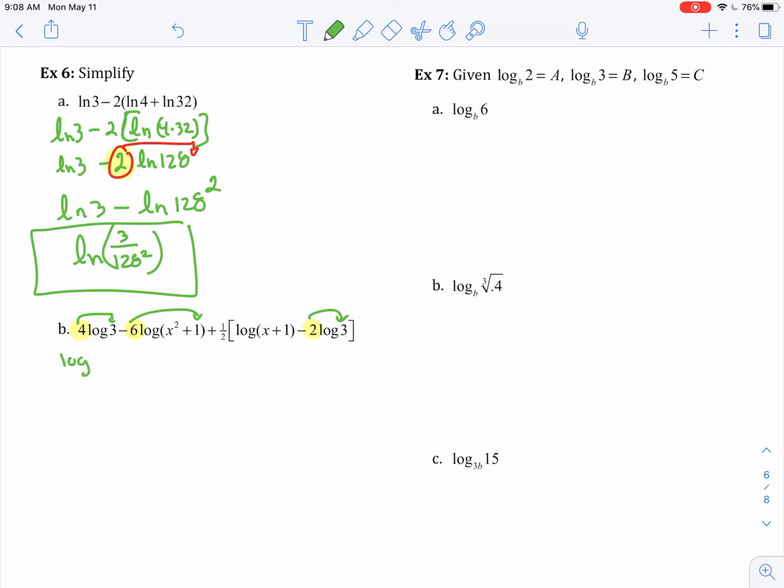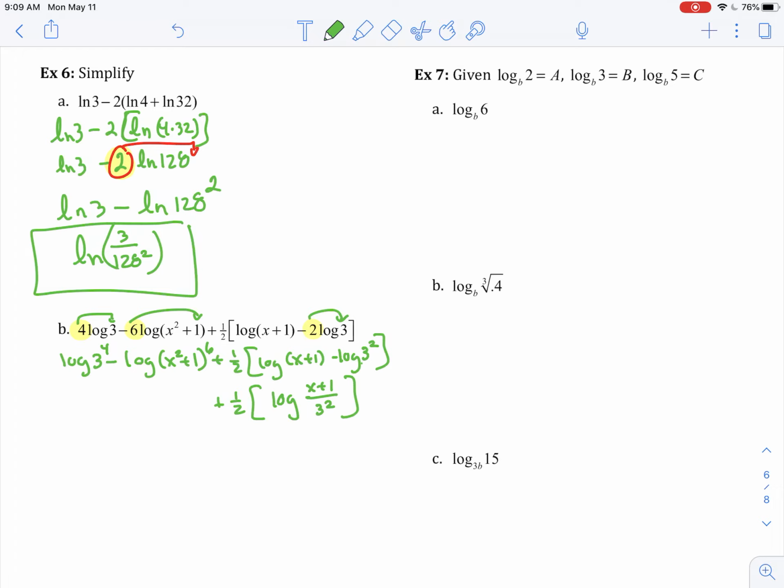So initially, I'm going to have the log of 3 to the 4th minus the log of x squared plus 1 to the 6th plus 1/2 times the log of x plus 1 minus the log of 3 squared. Inside our brackets, we're subtracting 2 logs, same base. That means division was going on. So inside our brackets, we can think of that as log, base 10 has been implied, of x plus 1 divided by 3 squared.